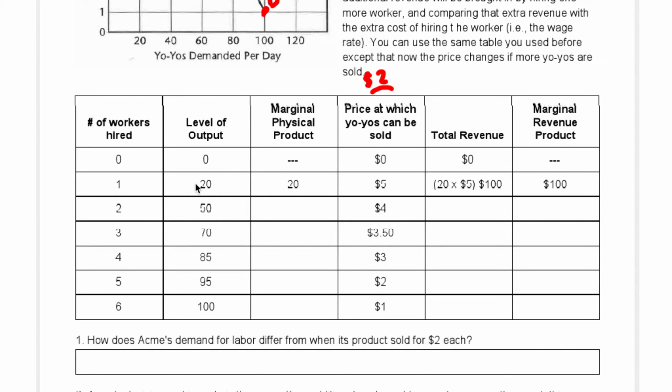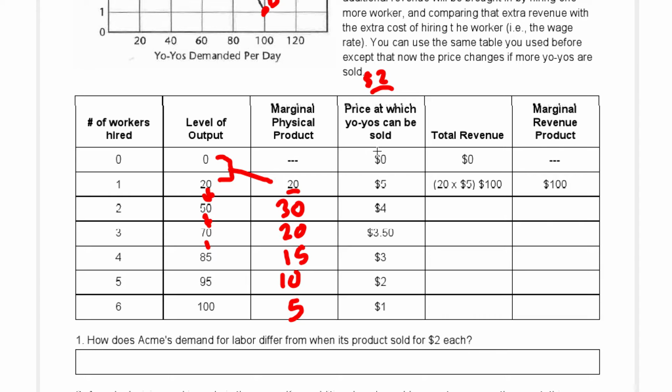So we've got the same setup here, the same level of output. If I hire more workers, I'm going to get more product, but it's going to fluctuate. I hire this first worker and I've got 20 yo-yos. If I hire a second worker, I go from 20 to 50, so this second worker gets me 30 additional yo-yos. This third worker gets me 20 more. This fourth worker gets me 15 more. This fifth worker gets me 10 more. And this sixth worker gets me 5 more. So let's take a look.